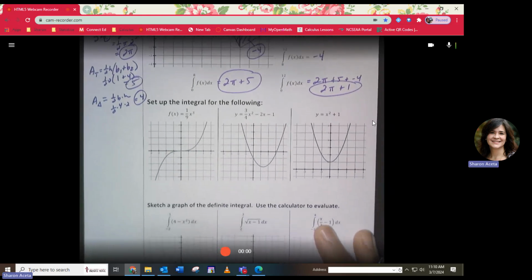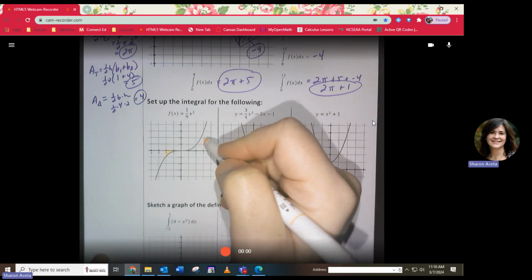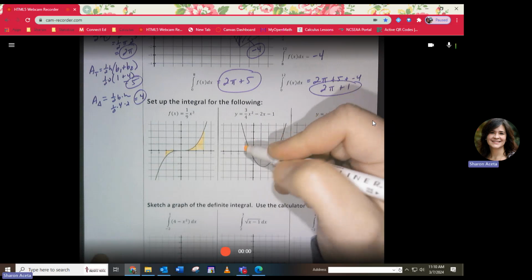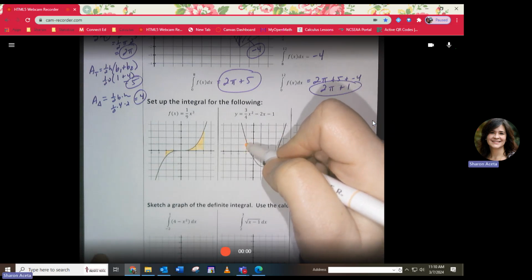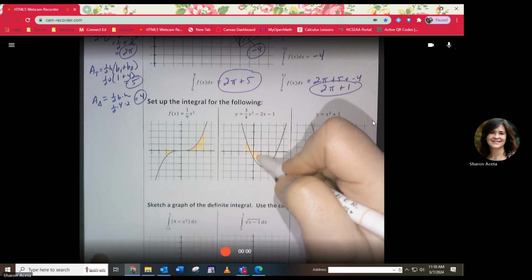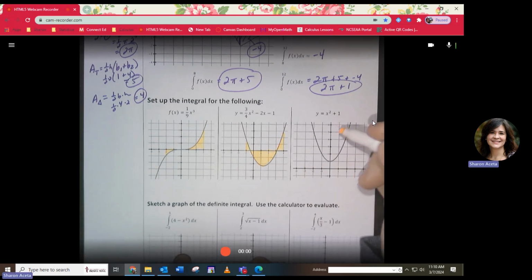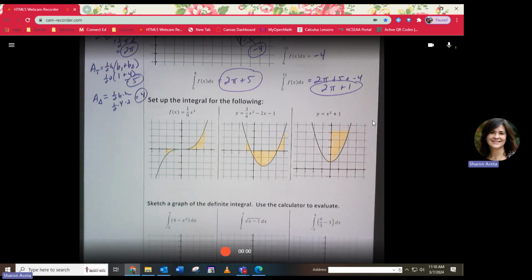Now we're going to set up an integral for the following. And I'm going to highlight some areas that I want you to write an integral for. So here and then here. And then this one will be up to here. And then we'll do one more right here. We're just going to write the integrals for the shaded part of this graph.